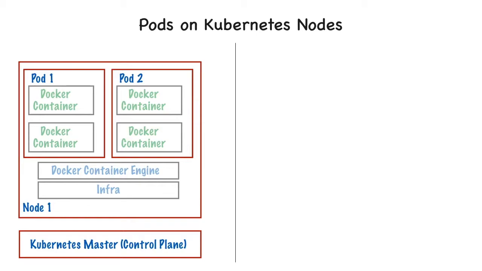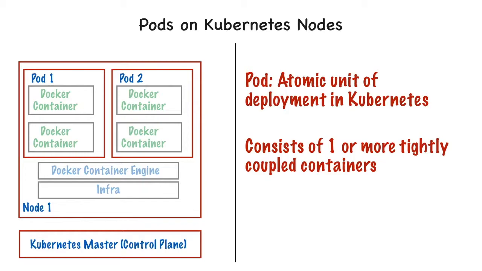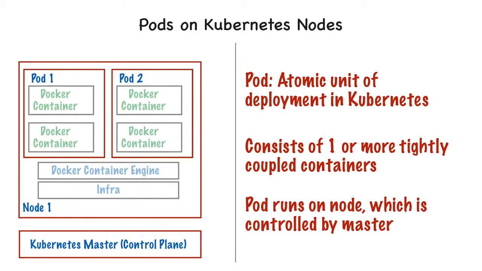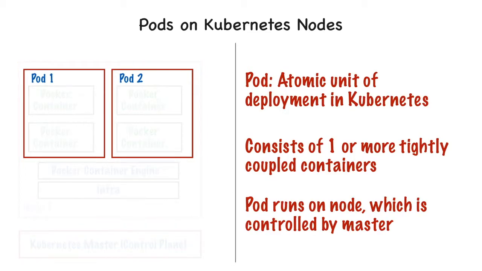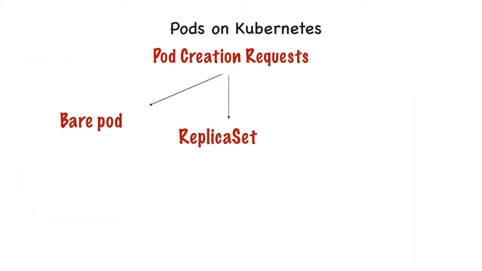We've said this a bunch of times. A pod is the atomic unit of deployment in Kubernetes. A pod is kind of a sandbox inside which one or more containers run. These containers represent the app which we wish to host in our Kubernetes cluster.